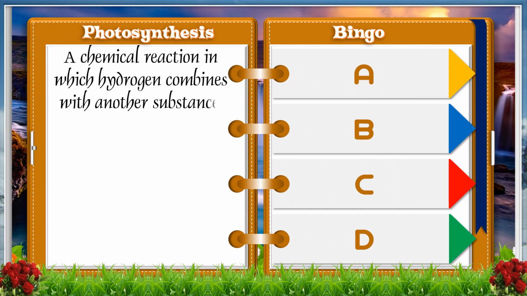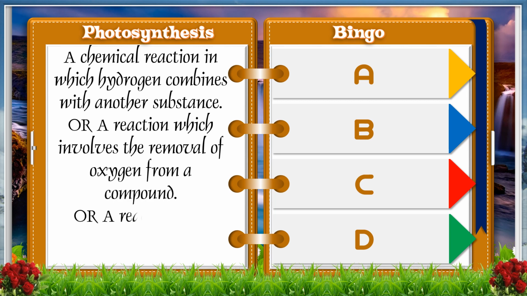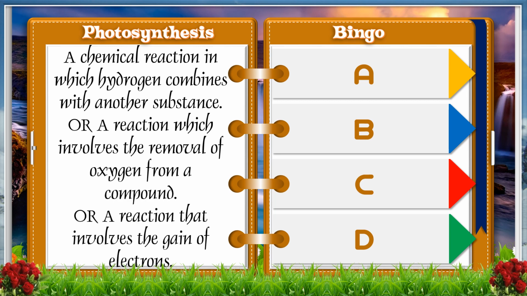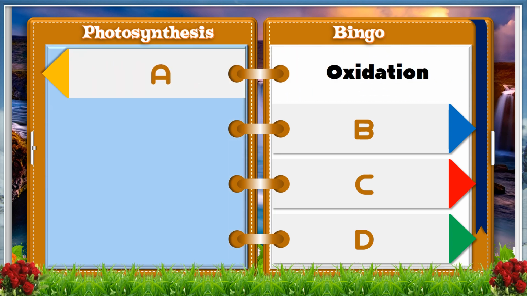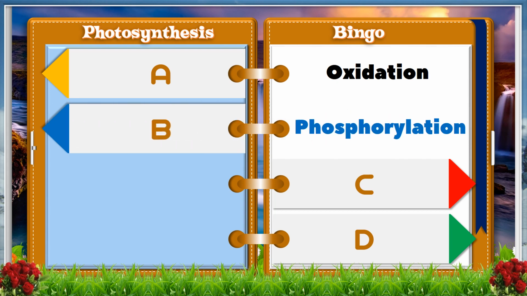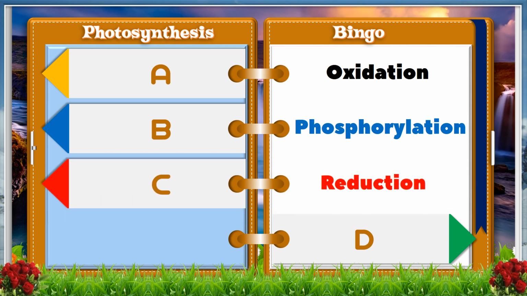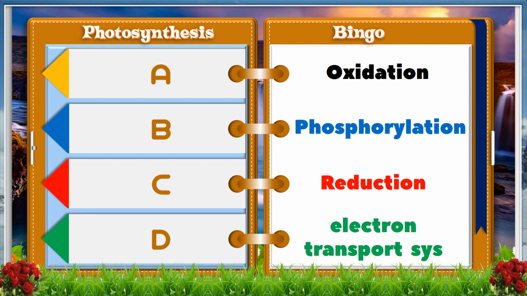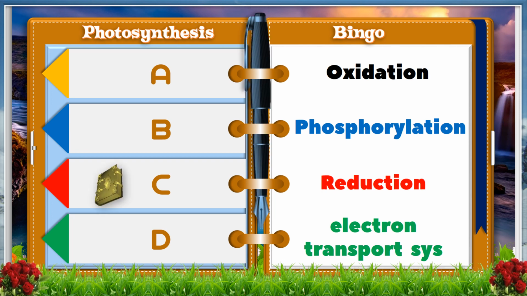A chemical reaction in which hydrogen combines with another substance, or a reaction which involves the removal of oxygen from a compound, or a reaction that involves the gain of electrons. A. Oxidation. B. Phosphorylation. C. Reduction. D. Electron transport system. And the answer is C. Reduction.